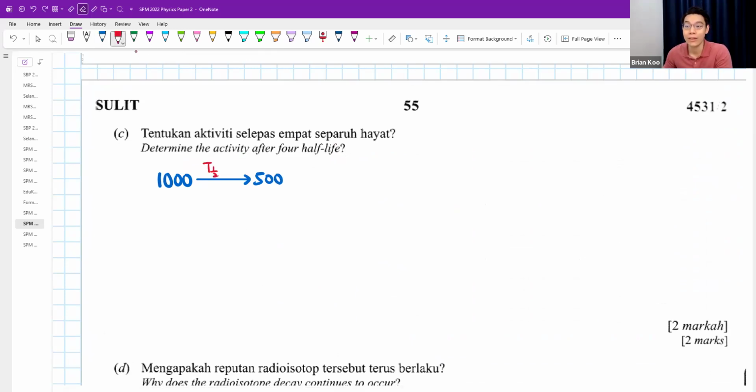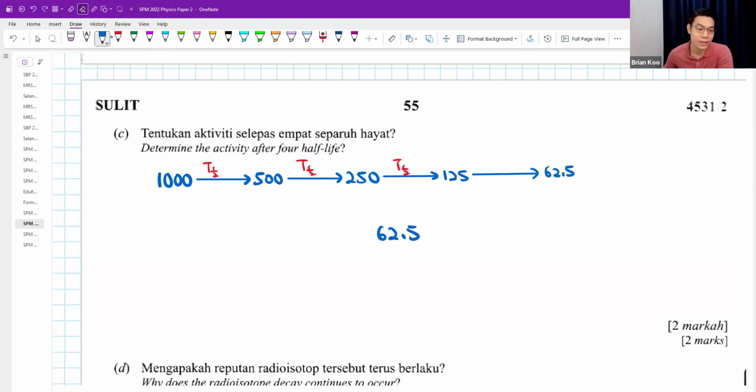So 1 half-life later, you get 500. Another half-life later, you divide by 2 again. You get 250. Another half-life later, you divide by 2 again. You get 125. So far, how many half-lives? You count the arrows. 1 half-life, 2 half-lives, 3 half-lives. Every half-life is, by the way, 3.2 minutes. Then you have to divide by 2 one more time. 62.5. Okay, so the answer is after 4 half-lives, you have 62.5 as the activity.